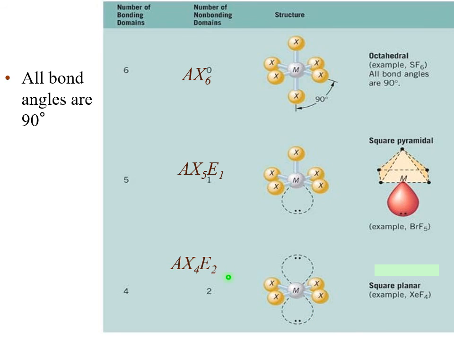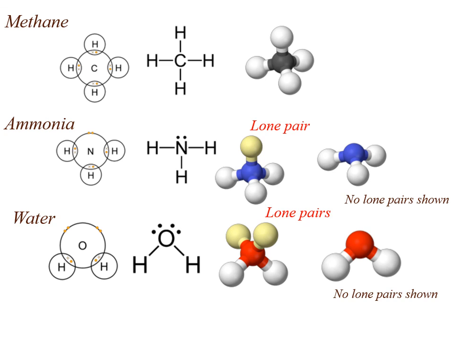If you have two non-bonding domains, two lone pairs, they will sit at two opposite positions. The reason is very simple, because they repel each other so strongly. The remaining atoms will be ideal square planar. The other possibilities, I'll skip in this class.